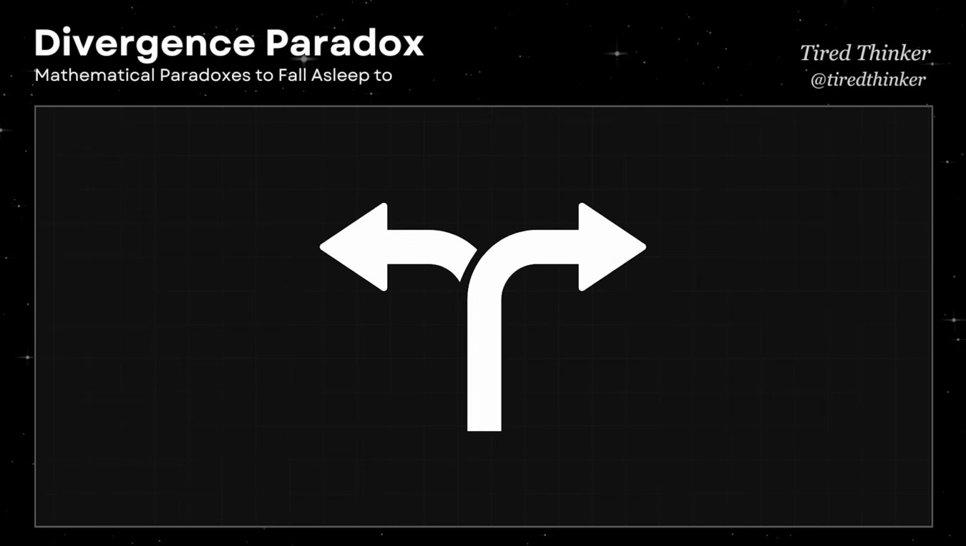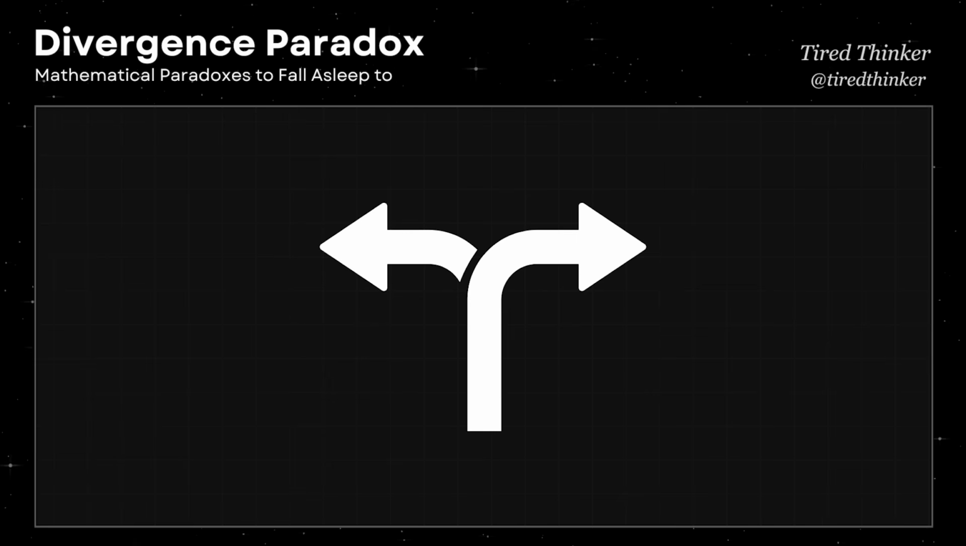The Divergence Paradox is the idea that some mathematical series seem like they should add up to a finite number, but actually grow without limit. This surprises many people because the terms in these series get smaller and smaller. It feels like they should settle at some final value. But in some cases, no matter how many terms you add, the total keeps increasing forever.